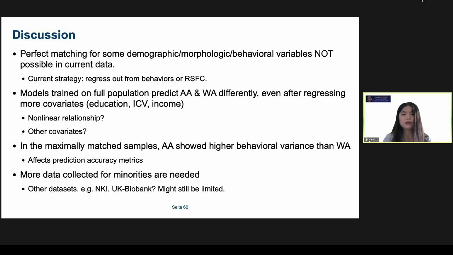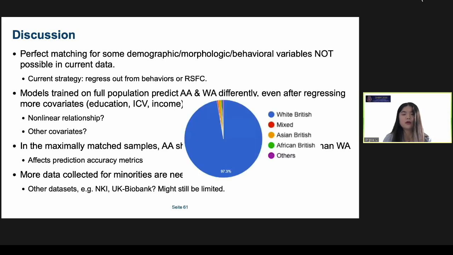We'd like to explore this question using other datasets like UK Biobank or NKI, but we're still concerned that the data for minorities are not enough. For example, in the UK Biobank data, the second largest ethnic group is Asian British, but it only occupies 1% of the total sample size. There are only around 300 Asian subjects with both functional connectivity and cognitive behavior data collected before any quality control. So we need some databases which have larger representation of minorities.